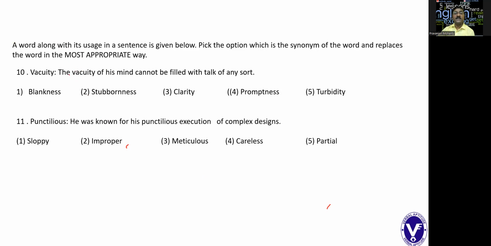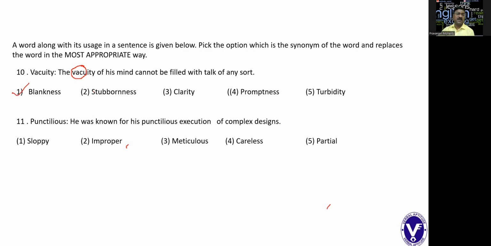Now, if you look at this, vacuity sounds similar to a word that you know, that is vacuum, emptiness. So, which is empty, khali hai. So, the vacuity of his mind cannot be filled with talk of any sort. Here, what does vacuity mean? Looking at the four options, we can go for the option blankness.